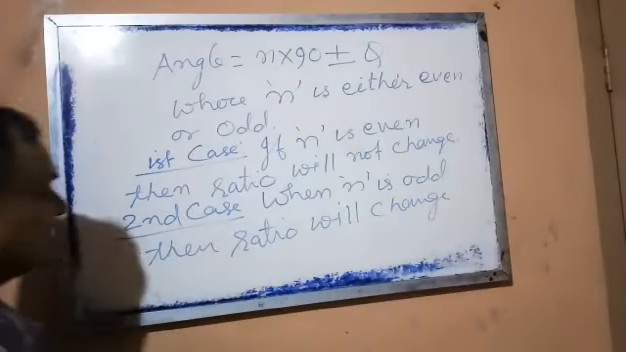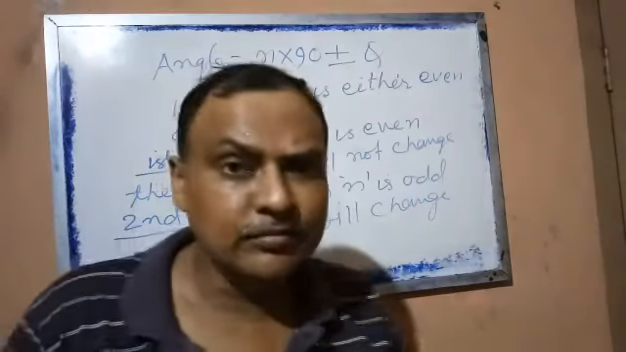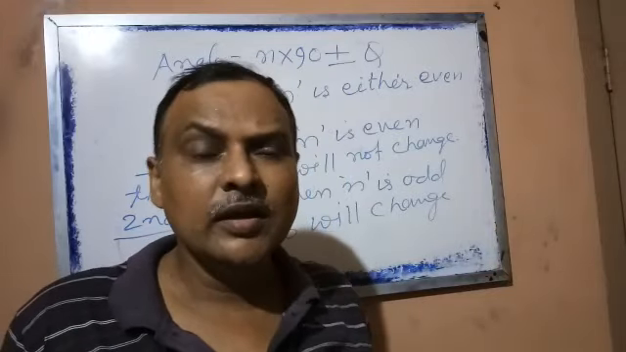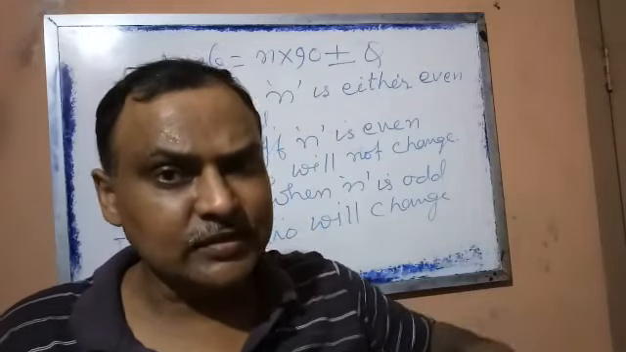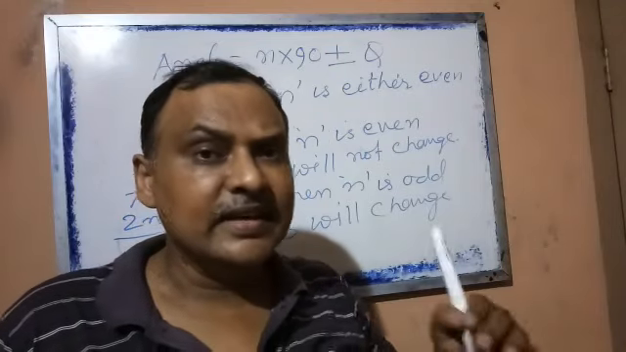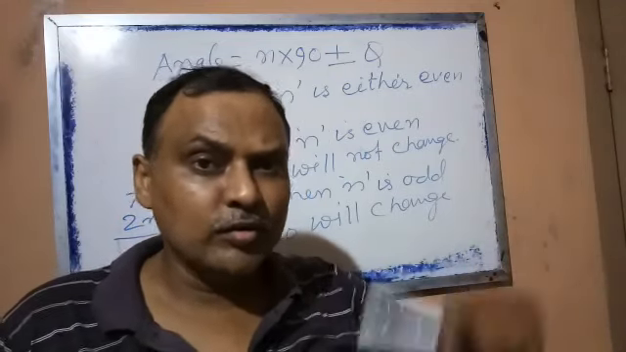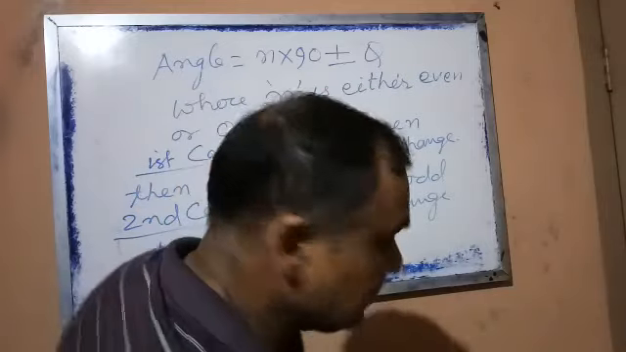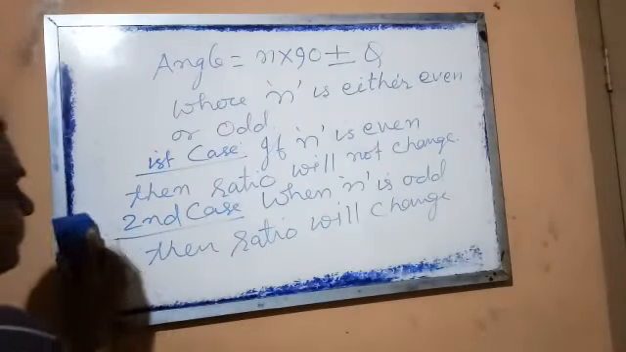Then what will be the change list? What I had given you. What was in the change list? Sine is changed to cos, and cos is changed to sine. Tan to cot, cot to tan. Sec to cosec, cosec to sec. It's okay.